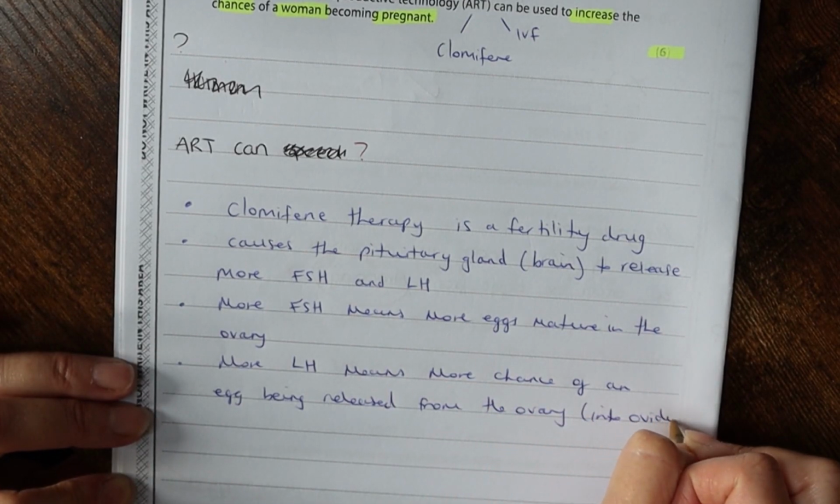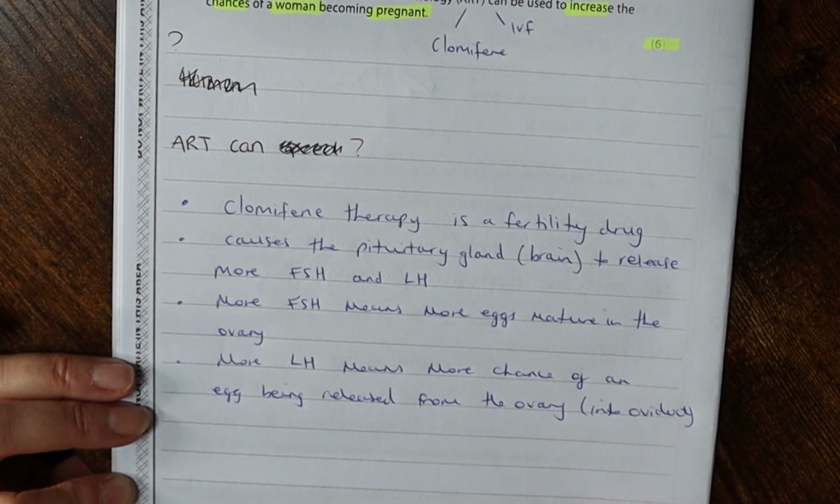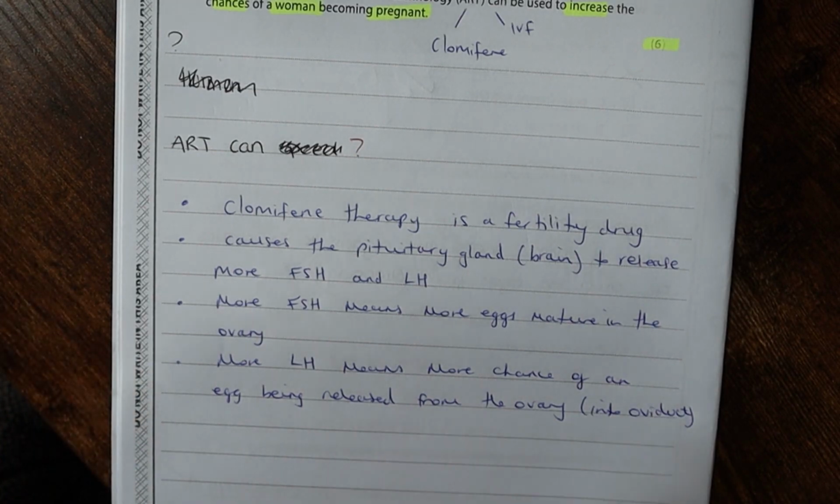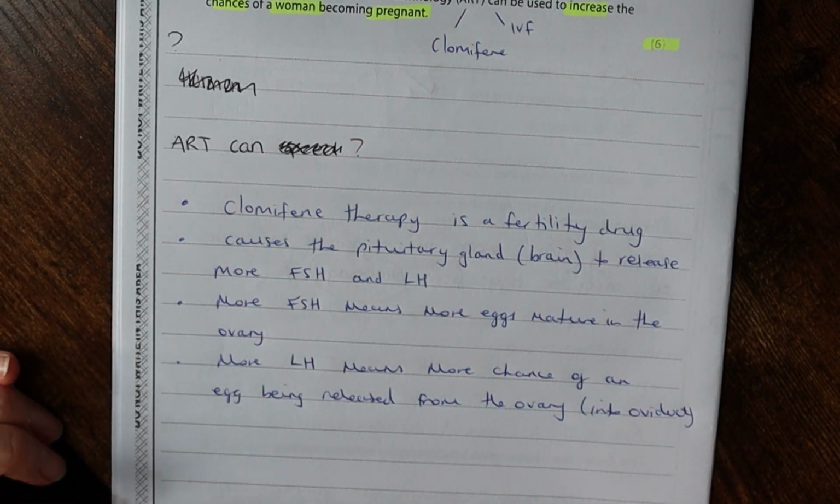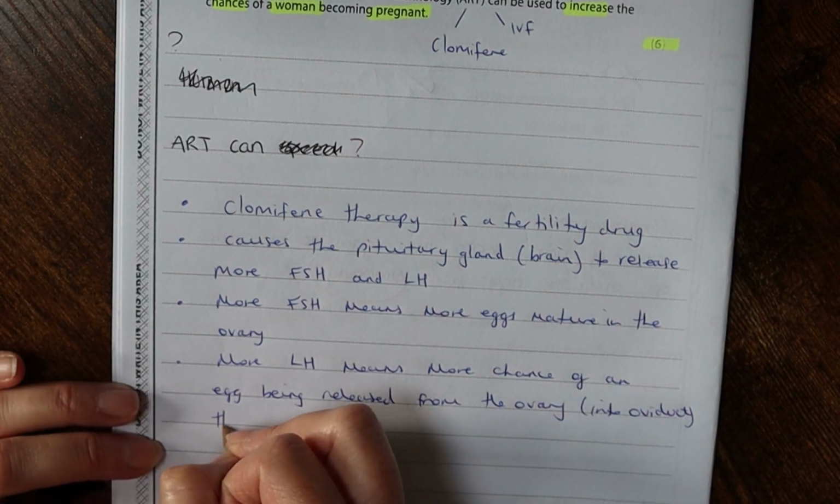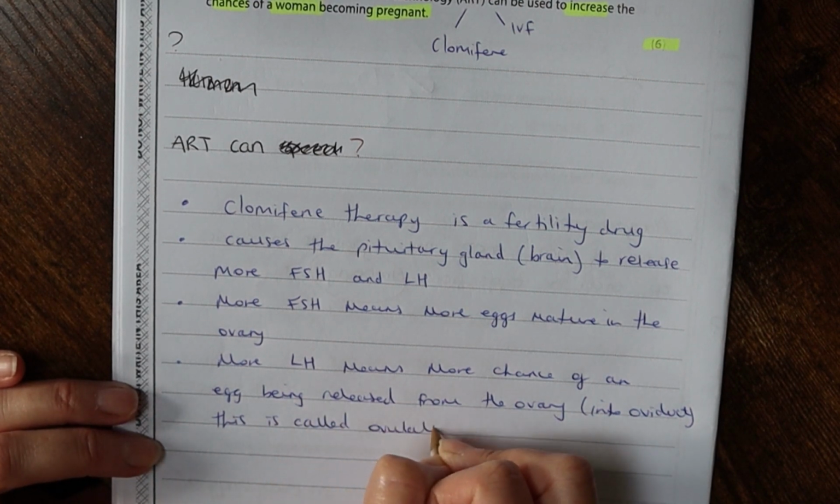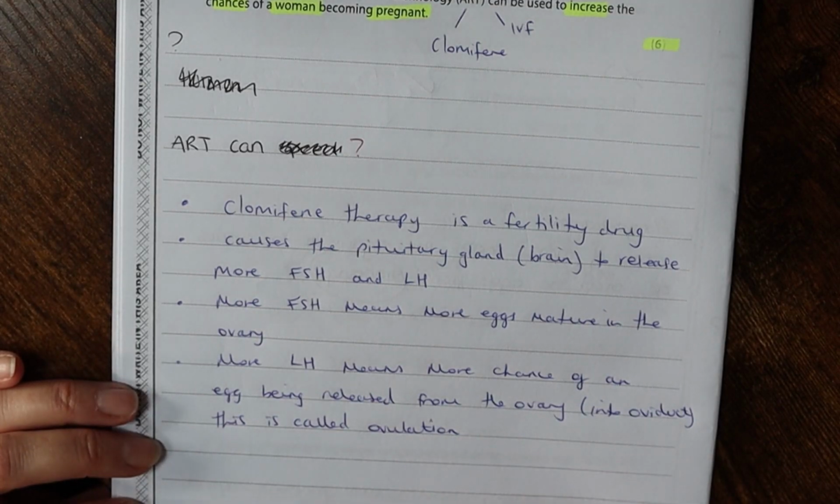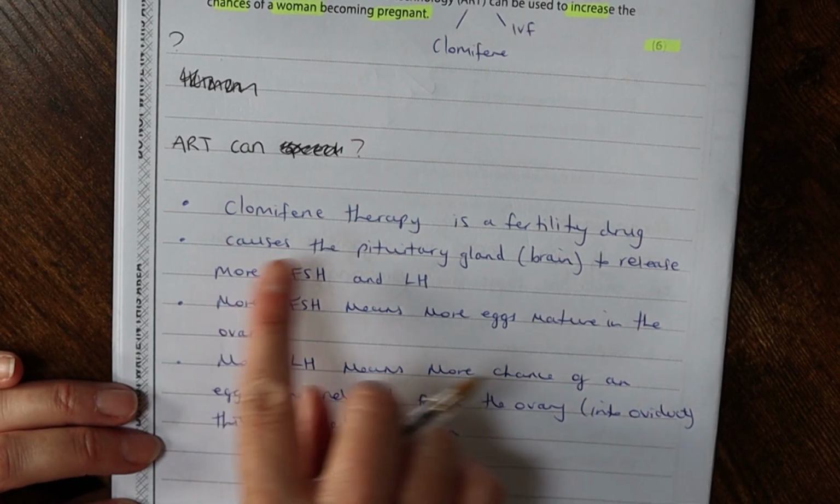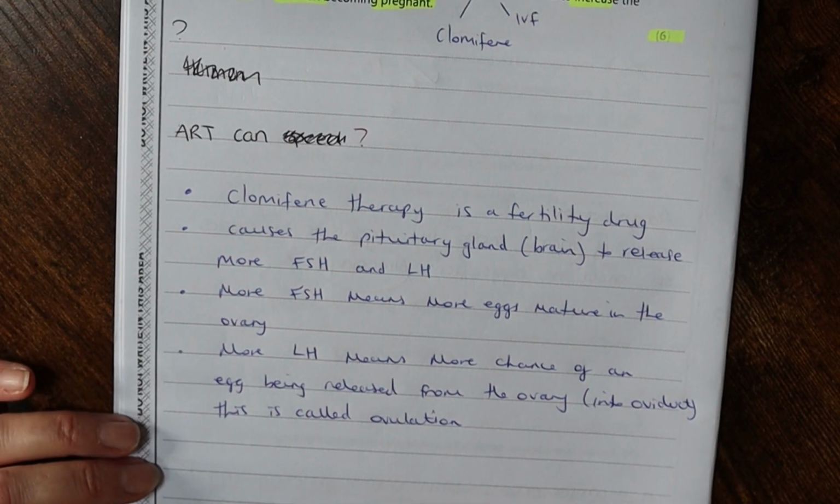into the oviduct, because sometimes people think it goes straight into the uterus, which it doesn't. It goes into the oviduct, and then you have ciliated epithelial cells which will waft backwards and forwards and move that egg, and eventually it ends up in the uterus. This is called ovulation. So ovulation is when an egg is released into the oviducts, and that happens once a month. So that's your clomiphene therapy, and then we need to talk about IVF.